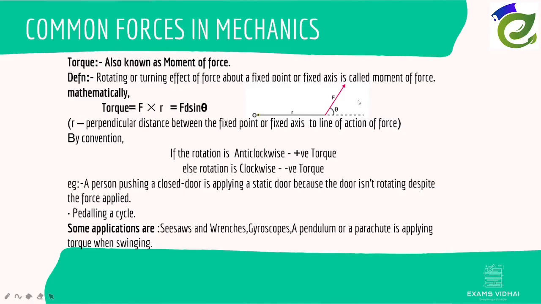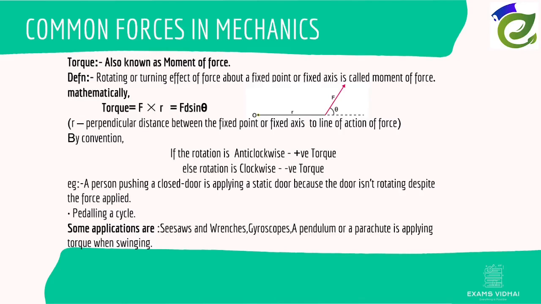By convention, if the rotation is anti-clockwise, it is positive torque. If the rotation is clockwise, it's negative torque. As you see, since the pink line is above the fixed point of the axis, we get positive torque. If it's acting below, downwards somewhere, then it will be a negative torque. It is mainly focusing on the direction of it.